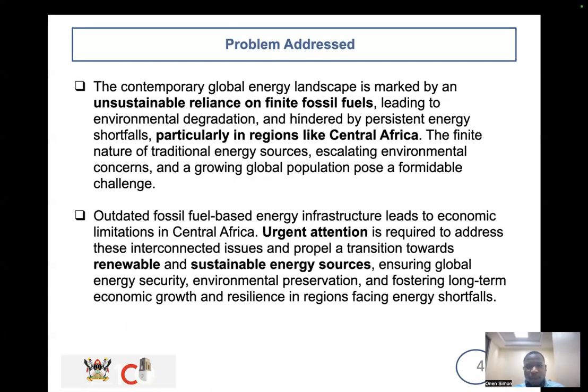Now, the problem they are trying to address here is that due to the over-reliance on these finite fossil fuels, at the end of the day, they can be depleted. We're looking particularly at the region of Central Africa, where they found that there is also existence of outdated energy infrastructure that limits economies, specifically Central Africa, from developing. Therefore, they realize there's added need for solving this problem to advocate for renewable and sustainable resources.